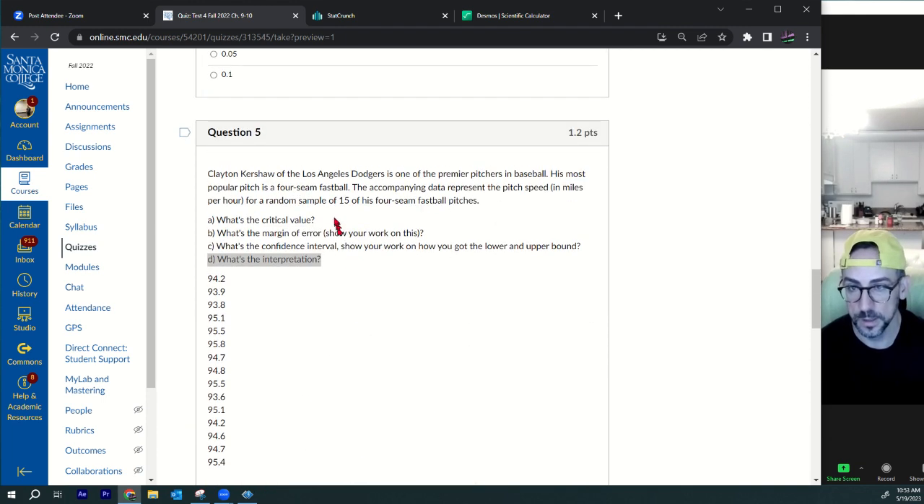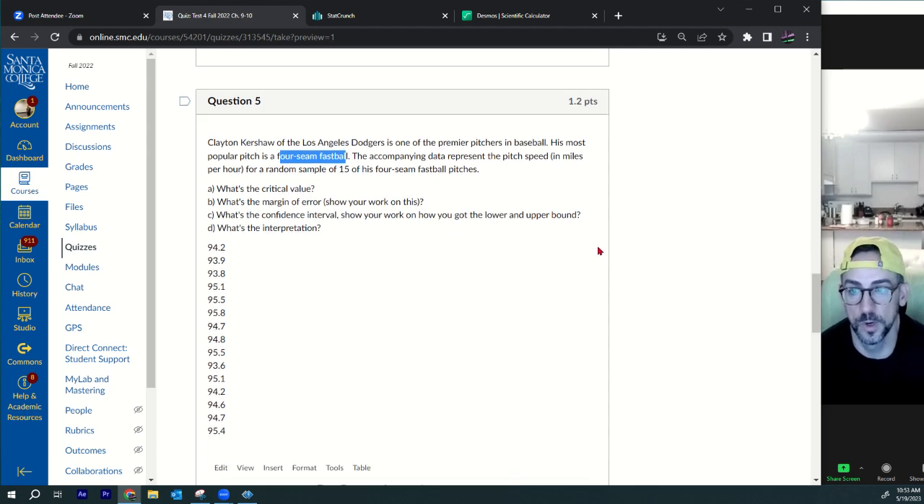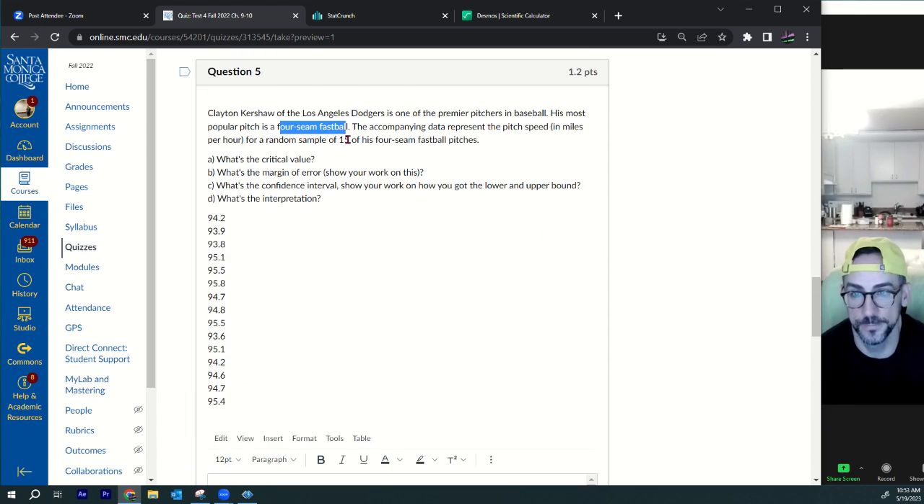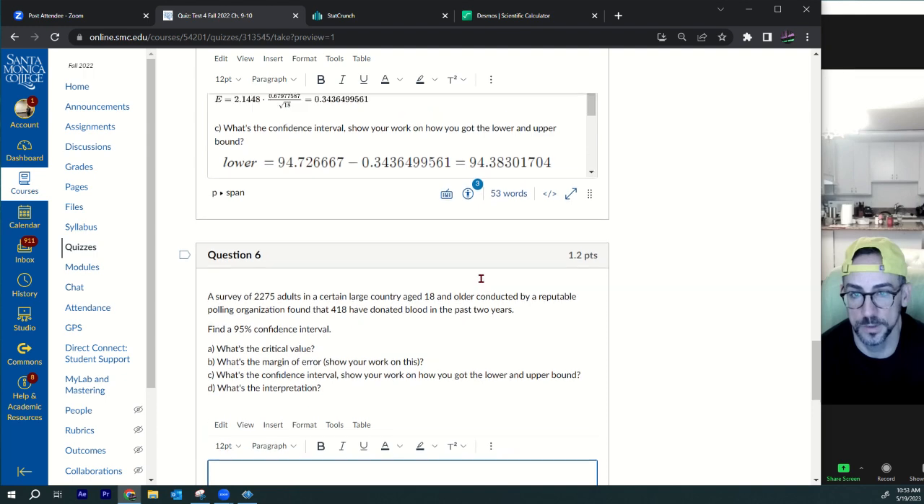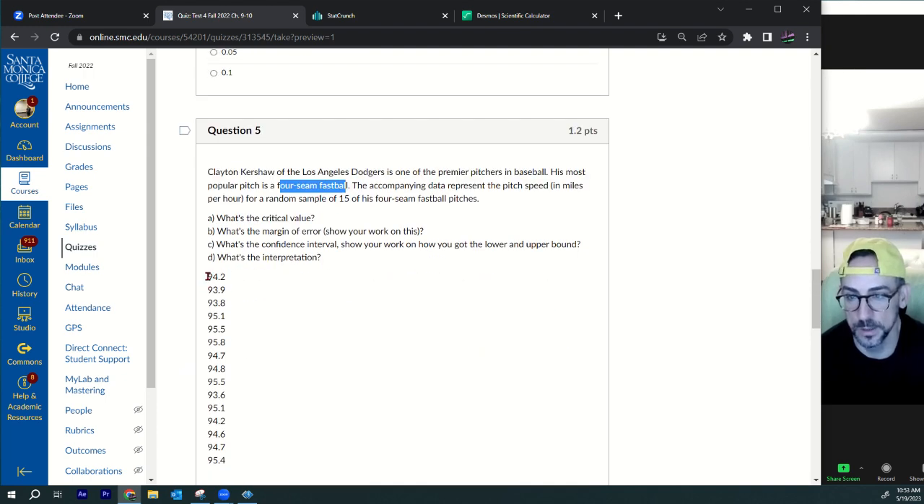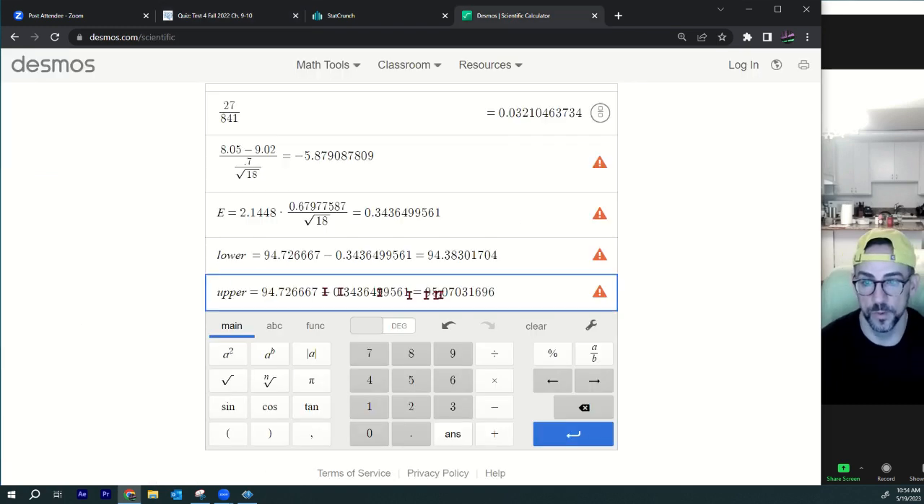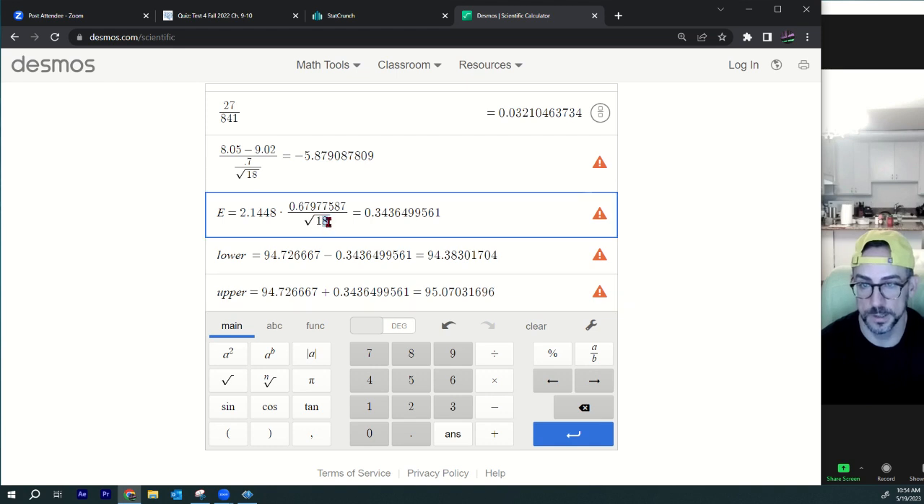Is that why? Oh, four-seam fastball. That's why the pitches are so close to each other, because they're all fastballs. Duh. I thought they were all of his pitches. So 15 is the sample size. Did we use that? Did we mess up and put 18? Uh-oh, why did I put 18? So this is 15 sample size, so you'd have to redo some of the work, namely this. You would have to change that to a 5, and then that would change. So these answers are off a little bit.